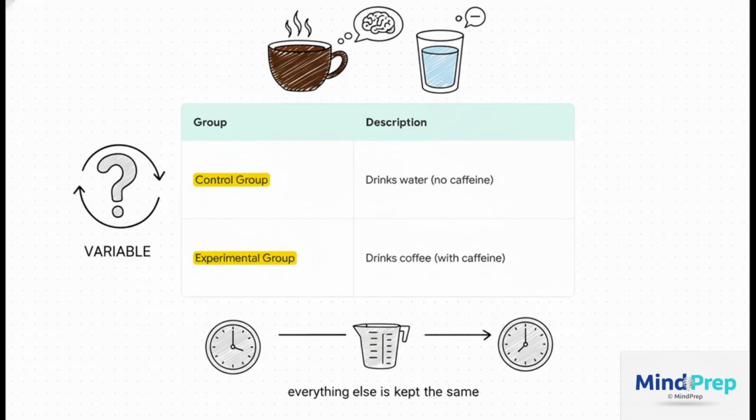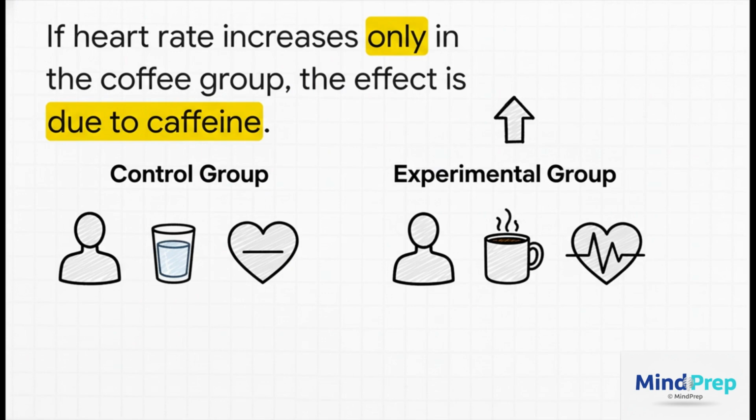And who doesn't get it? The control group, who are just drinking plain water. And notice, everything else, like how much they drink or when they drink it, is kept exactly the same for both groups. That's key. So after a bit, the scientist checks everyone's heart rate. And if the rate has only gone up for the coffee drinkers, well, you have a crystal clear answer. The control group proves the effect wasn't just caused by drinking something, it was specifically the caffeine. That's the power of comparison.